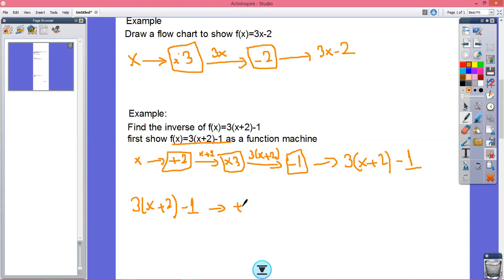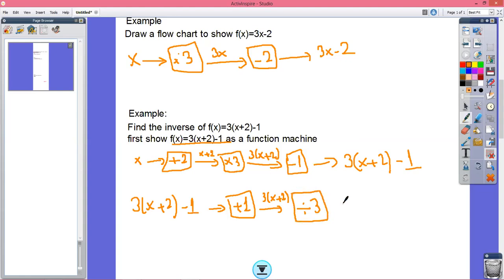Okay, plus 1 we did. What is left after plus 1? We did plus 1. What is left here? 3 times (x plus 2) is left. What do we need to do now? We need to divide by 3. Let's divide it by 3.